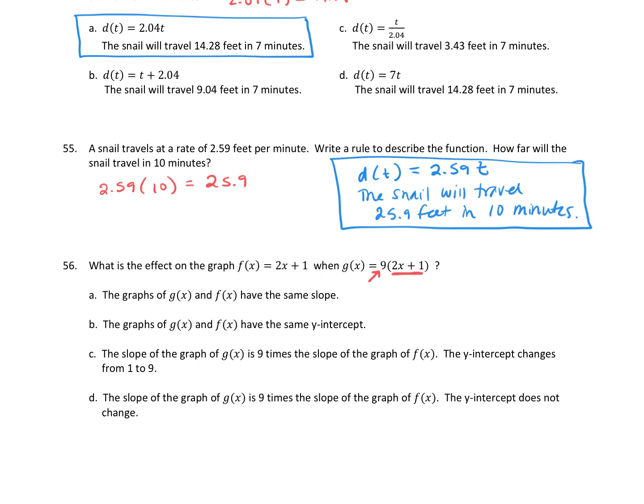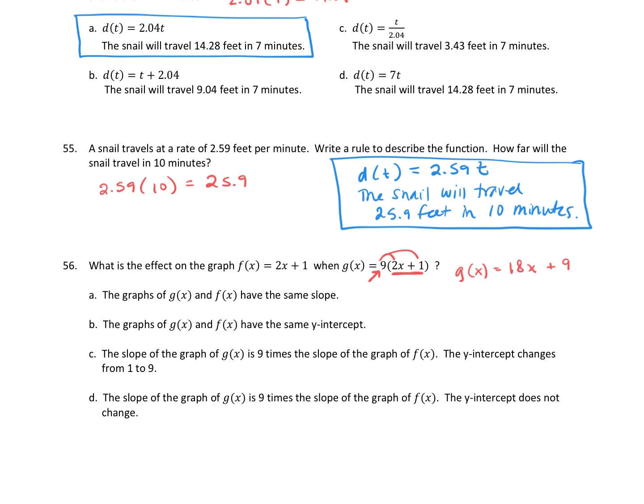So if we were to distribute that 9, just to see what g of x would look like simplified, 9 times 2x is 18x, and 9 times 1 is a positive 9. So our options, we can see that f of x, the slope went from a 2x to an 18x, and the y-intercept went from a 1 to a 9. So option A, the graphs of g of x and f of x have the same slope. Well, that's not true because we just said this slope is 2, that slope is 18.